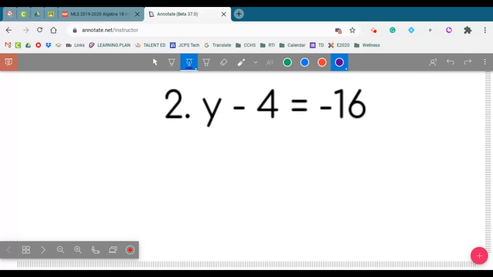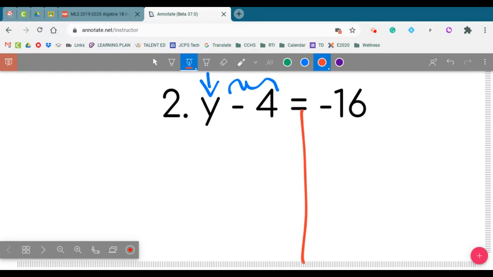Okay, next problem. We have y minus 4 equals negative 16. Again, we want to get this y by itself. What is not allowing it to be by itself is this minus 4. We have to figure out what's the opposite of minus 4? That would be adding 4. So I'm going to draw my line down my equal sign, and I'm going to add 4 to both sides.